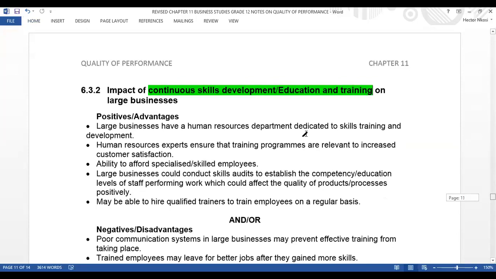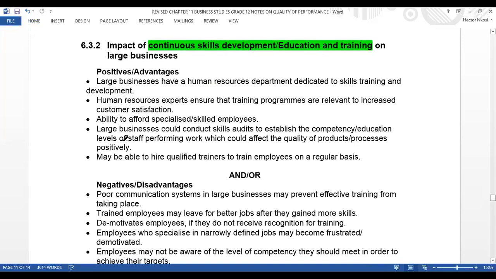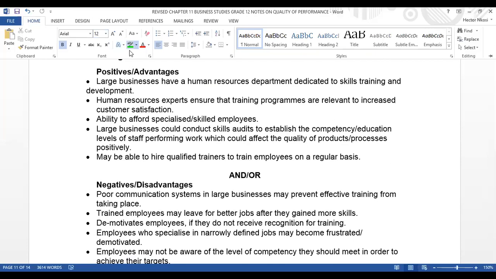All right. Large businesses could conduct skills audits to establish the competency and education levels of staff performing work, which could affect the quality of products or processes positively, right? So very, very important point, guys. Now what we need to do is just highlight this. I need my highlighter. Okay.